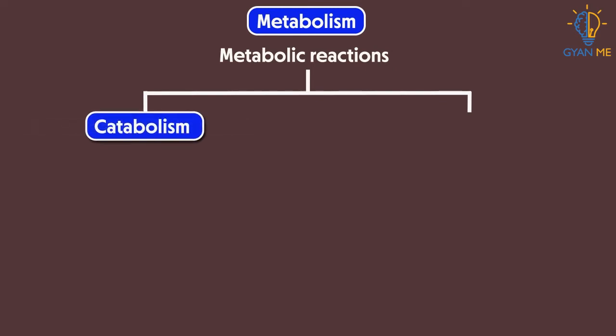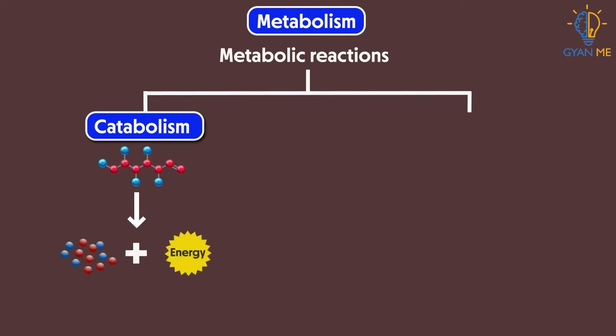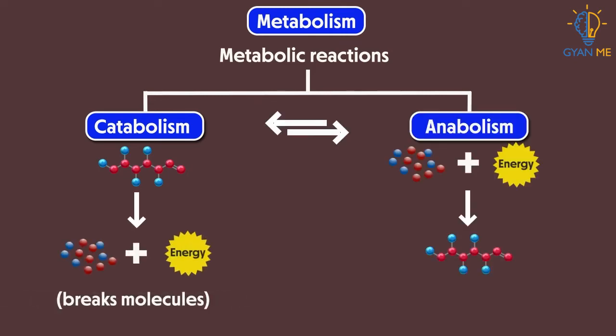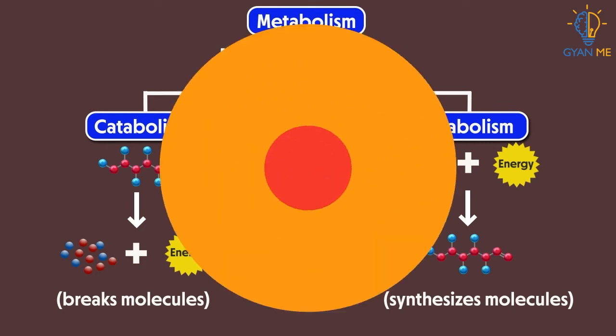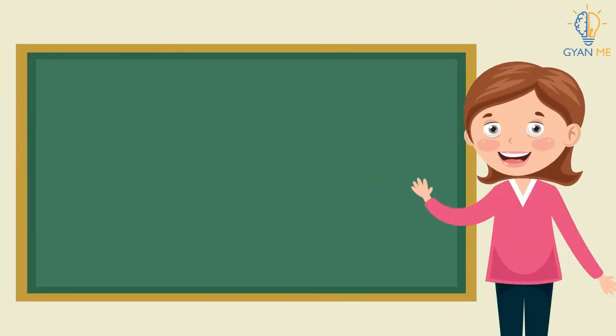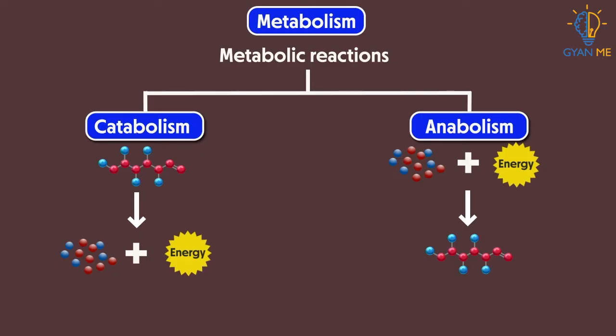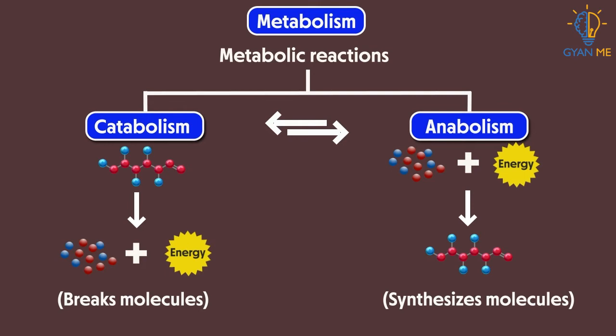Catabolism, which is the process of breakdown of complex molecules into simpler components, resulting in production of energy. And the second is anabolism, which is the process of synthesis of complex molecules required by the cells from simple ones. So we can say that catabolism and anabolism are opposite to each other. One breaks molecules and the other synthesizes molecules. Together they are metabolic reactions.